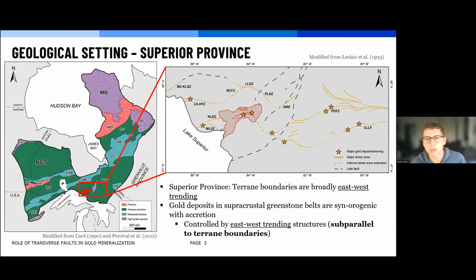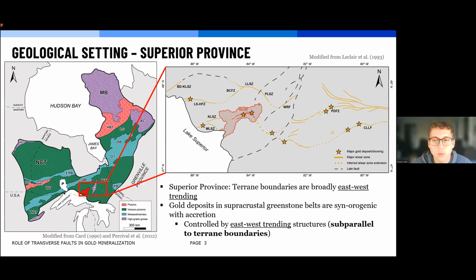So we take a step out to the broader geologic context. The Superior Province is composed of terrains that amalgamated through north-south accretionary events that resulted in broadly east-west striking terrain boundaries. And gold deposits across the Superior typically occur in greenstone belts that developed during this time, and therefore they're structurally controlled by their terrain boundaries.